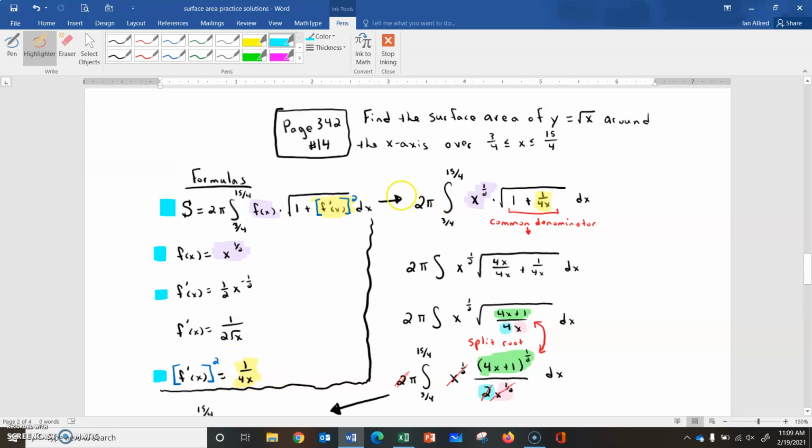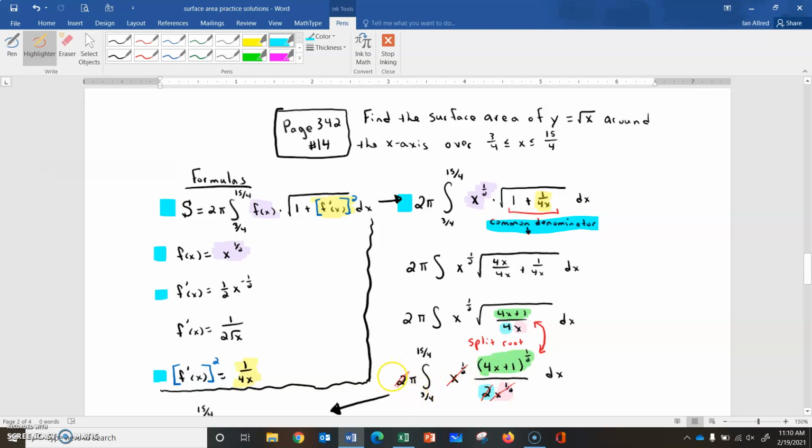Okay, so when I plug everything into the formula, I have 2 pi times the integral from 3/4 to 15/4 of x to the 1/2 times the square root of 1 plus 1 over 4x, dx. Now under that square root I have two things, 1 plus 1 over 4x. I'm going to combine those with a common denominator of 4x. Then I'm going to take the square root of the big fraction under there and split it. So the fraction will be 4x plus 1 over 4x, and I'm going to split that into two different square roots, a square root on top and a square root on the bottom.